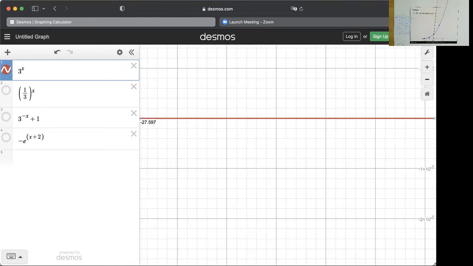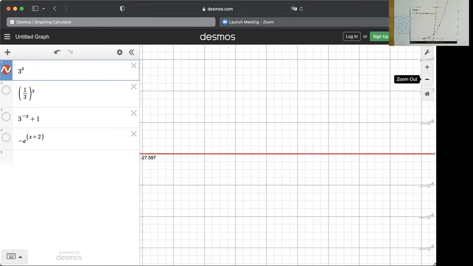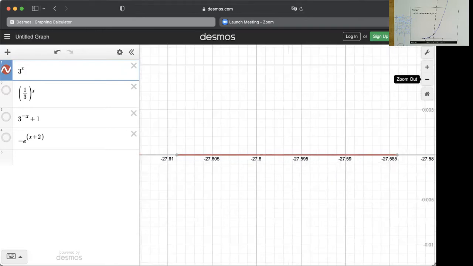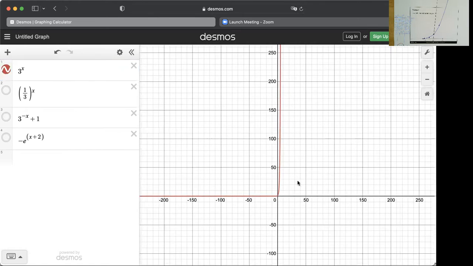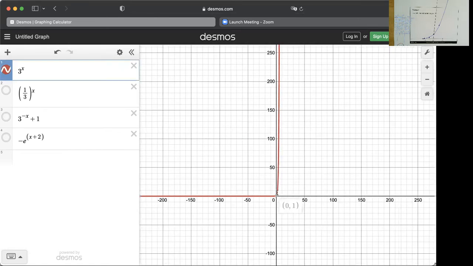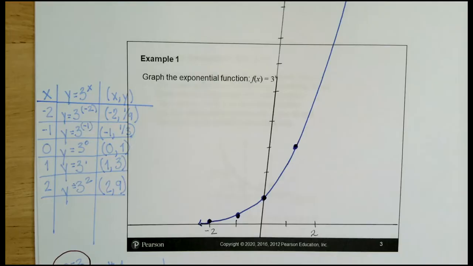So the graph is moving closer to 0 towards the left, and towards the right, it's going straight up. And it's rising exponentially: 1, 3, 9, 27. It's growing exponentially, okay? And that follows our graph that we made.